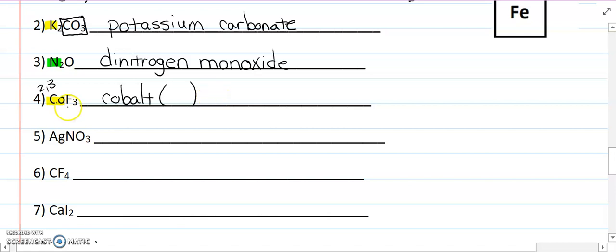This is paired with a single nonmetal. Single nonmetals I'm going to name with an "ide" ending, so this is going to be fluoride. Now fluorine is a 1- charge. That's why I do not have a subscript here. The 3 comes from fluorine, or from cobalt, so this is going to be cobalt 3 fluoride.